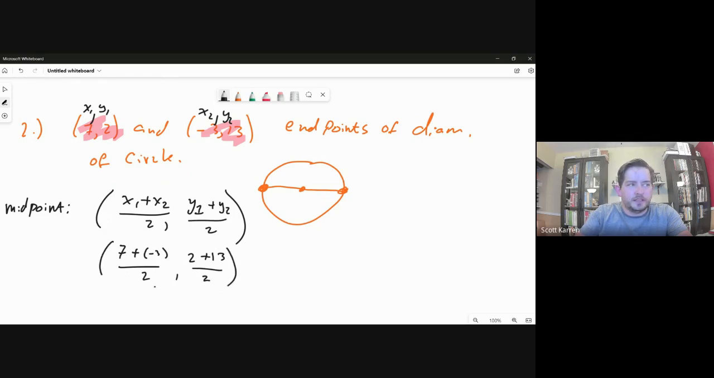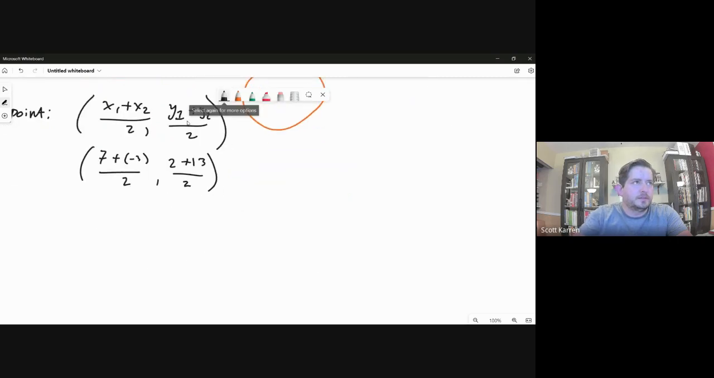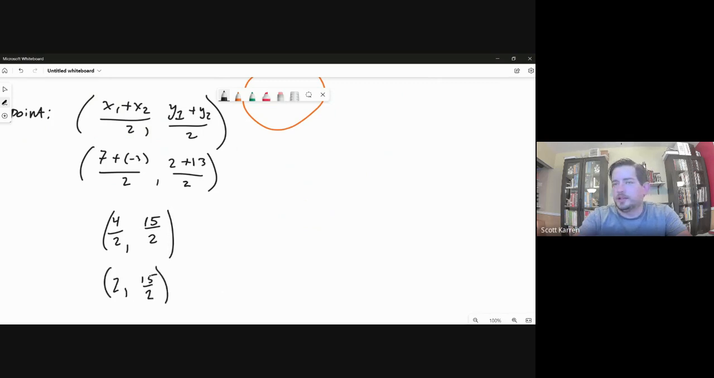And I just simplify each of these. 7 plus -3 is 4, and 2 plus 13 is 15. And again, I can simplify a little bit more because 4 over 2, that's just 2. So I have the point 2 and 15 over 2, and that's my midpoint, and therefore the center of the circle.